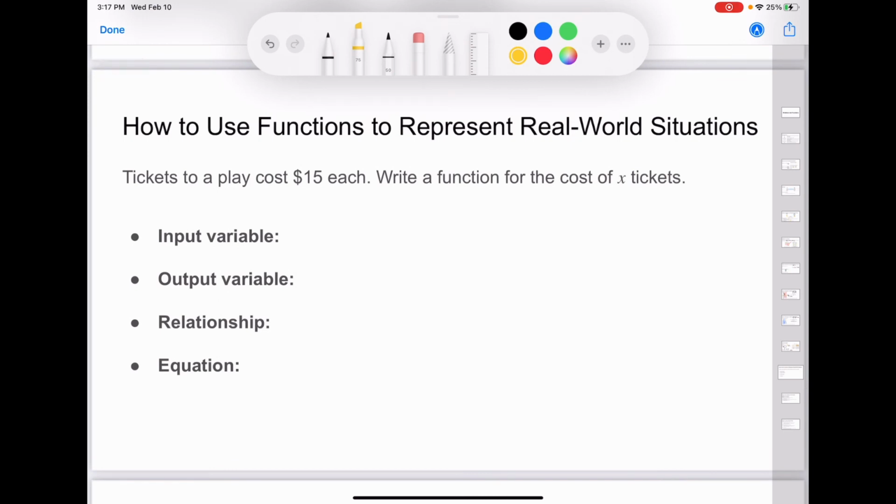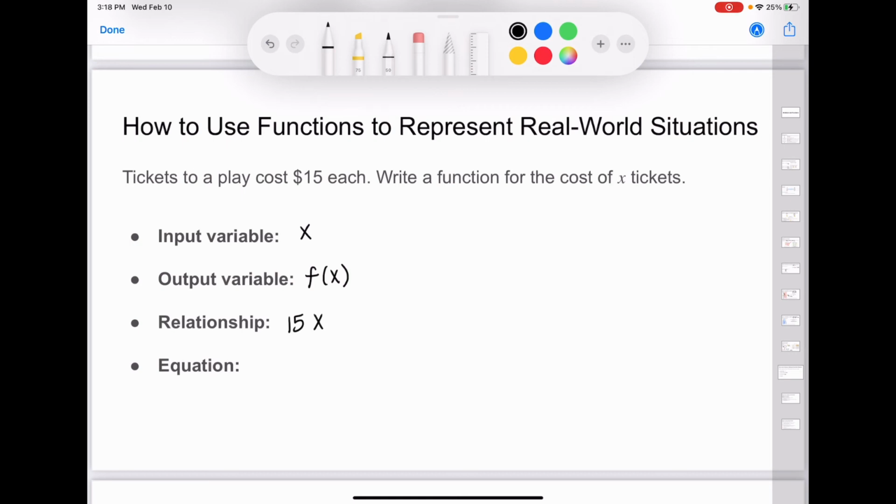Okay. So let's go ahead and use what we learned today about functions to create a function for a real-world scenario. Here it says tickets to a play cost $15 each. Write a function for the cost of x tickets. So x would be our input. We don't know exactly how many tickets, we just know it's x. Our output would be the cost of that x, so f(x). And then our relationship would be how much is each x, so 15x. For every ticket x, we pay $15.